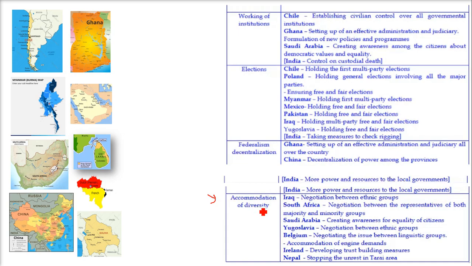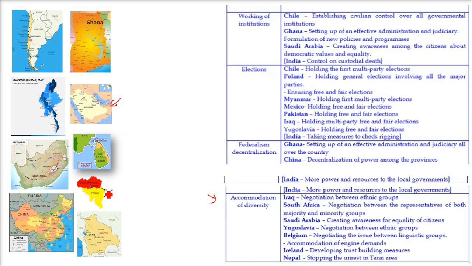And when it comes to accommodation of diversity in Iraq, we talk about the negotiation between ethnic groups, because there are multiple ethnic groups like the Shia, Sunnis and the Kurds. South Africa, negotiation between the representatives of both majority and minority groups, that is the blacks and whites. Saudi Arabia, creating awareness of equality of citizens. In Yugoslavia, negotiation between, again, different ethnic groups.